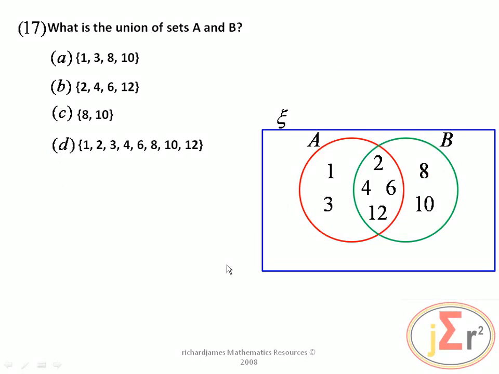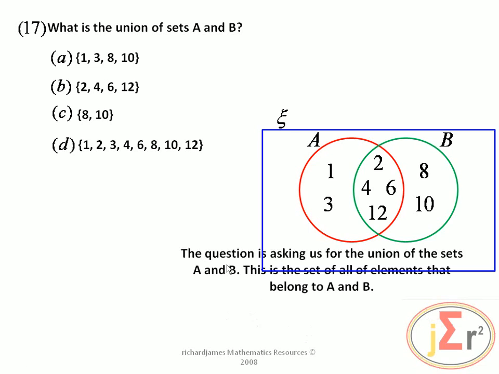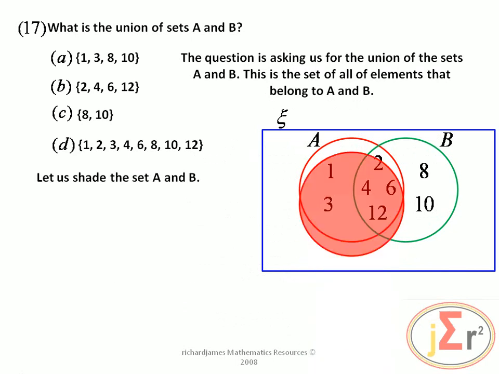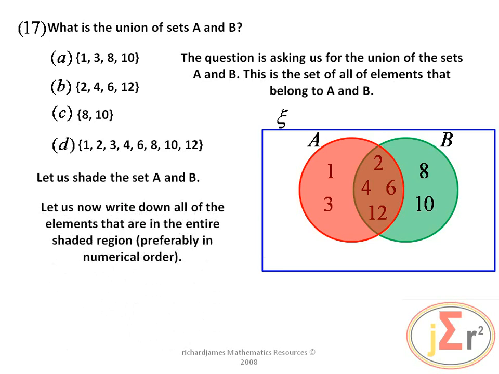What is the union of sets A and B? The question is asking us for the union of the sets A and B. This is the set of all of the elements that belong to A and B. All of them. So let us shade the sets A and B. Right. All of the elements that are in A and B. All of them together. And Jerry is so intelligent that he does not want me to do them one by one. So in this particular case, we'll just write them down. So let us now write down all of the elements that are in the entire shaded region.